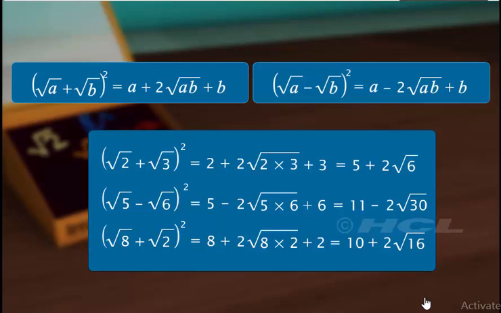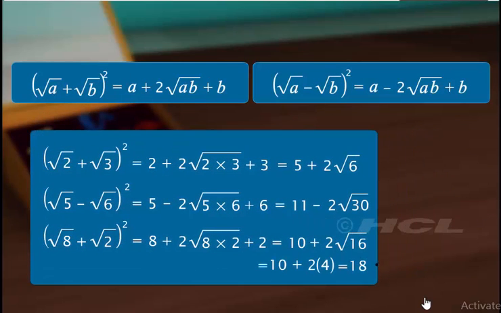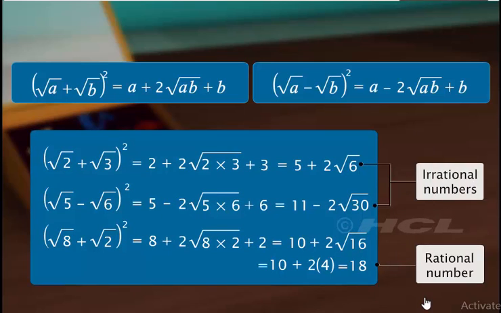Here are a few examples. Notice that the results may be a rational number or an irrational number.